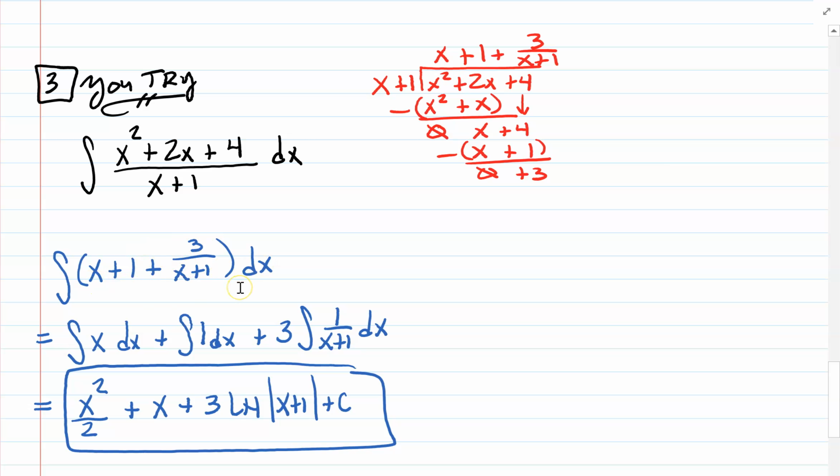I break up into my sum of integrals, so x, a 1, and then a 3 times 1 over x plus 1. And then this goes to x squared over 2, 1 goes to x, 3 times natural log of x plus 1, and then plus c. So hopefully that made some sense to you. I got one more for you to try.